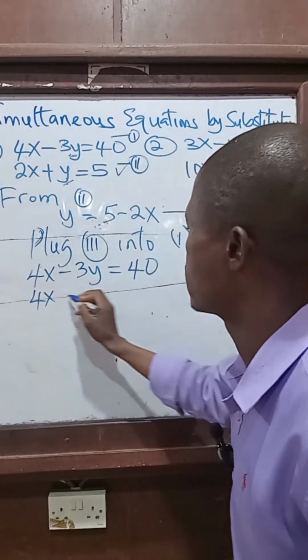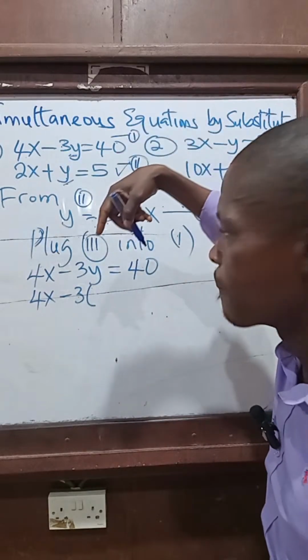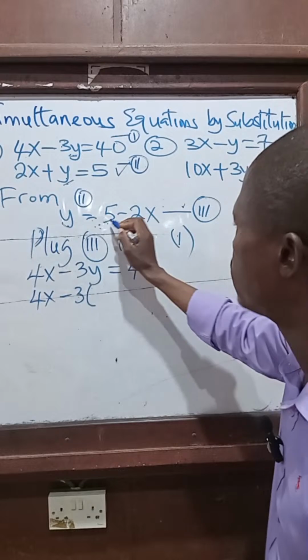Anywhere you see y in equation 1, put the 3 there. And y is what? 5 minus 2x.